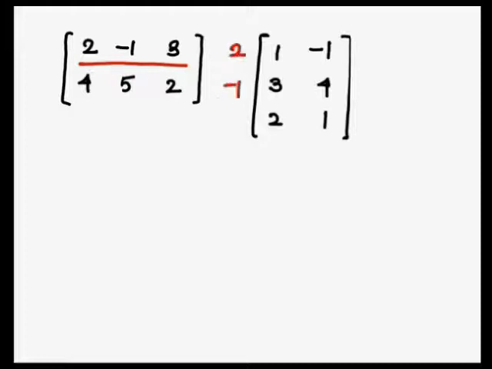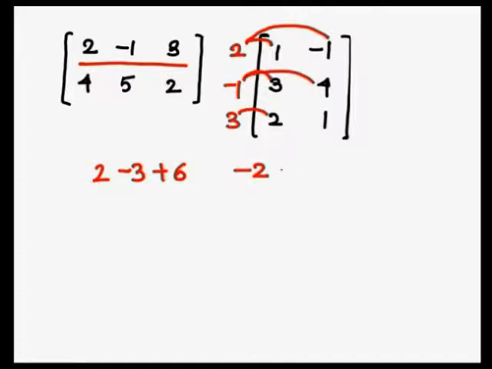We write first row 2, minus 1, 3. Now we multiply 2 with the 1, we get 2. We multiply minus 1 with the 3, we get minus 3. And we multiply 3 with the 2, we get 6. So it is similar to the previous one. The previous one is the basic method to multiplication. Now we multiply with the second column, we get minus 2, minus 4 and 3 into 1 is 3.